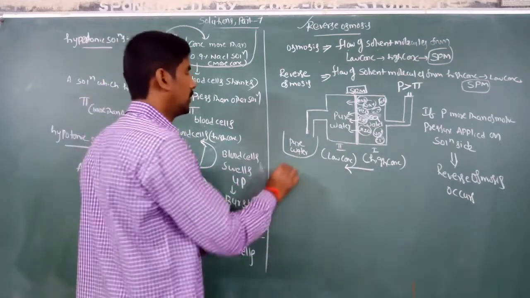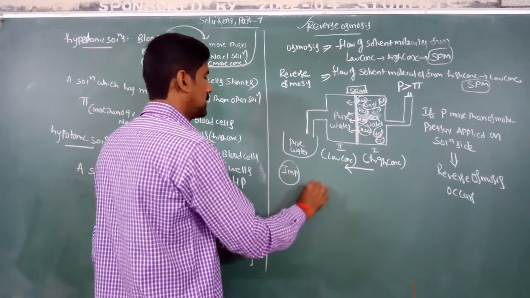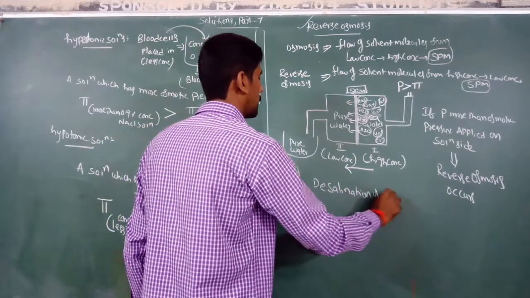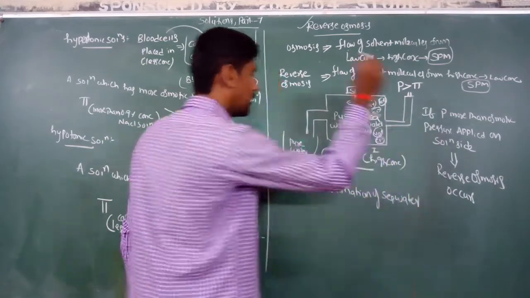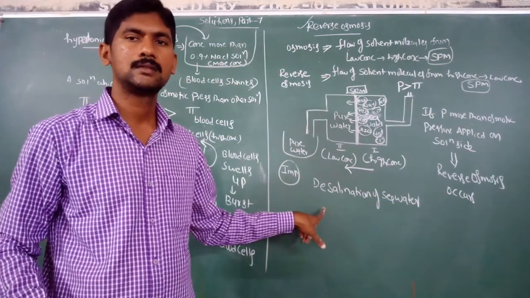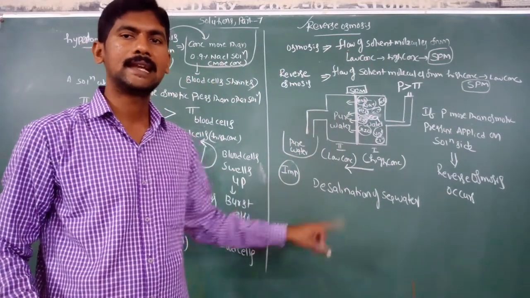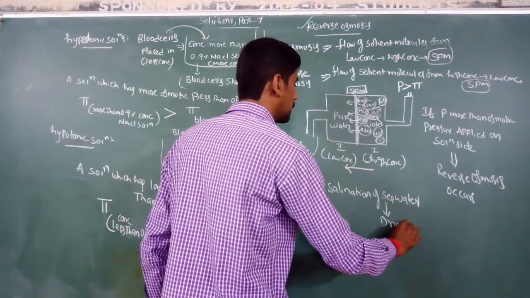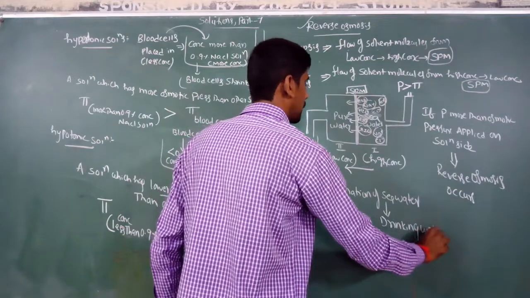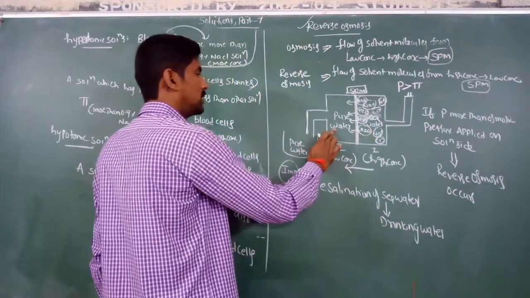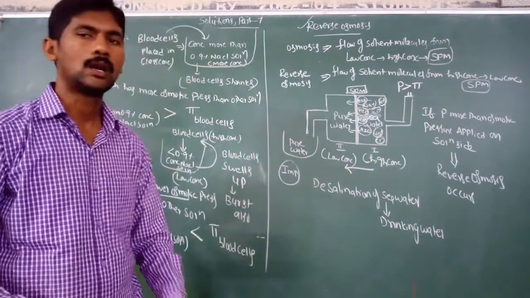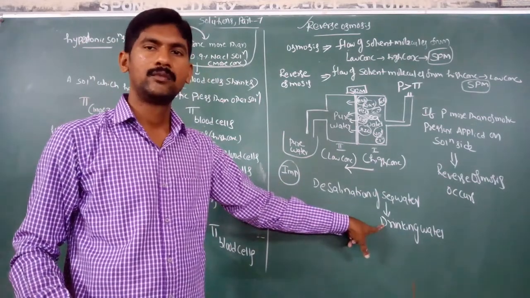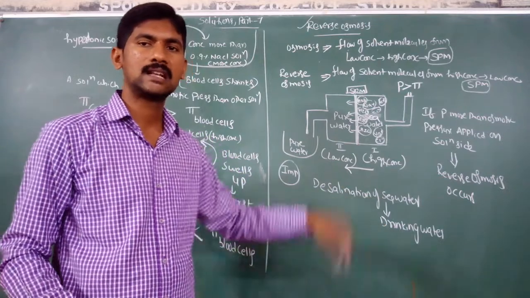What is the importance of this reverse osmosis process? Desalination of seawater. What is the important application of reverse osmosis? Desalination of seawater. That is, seawater is converted into drinking water. So this is seawater, this is pure water, and this is the drinking water outlet. Seawater is made fit for drinking purpose by using the reverse osmosis process.